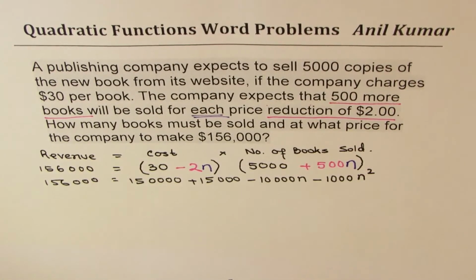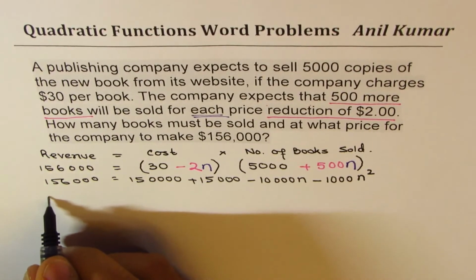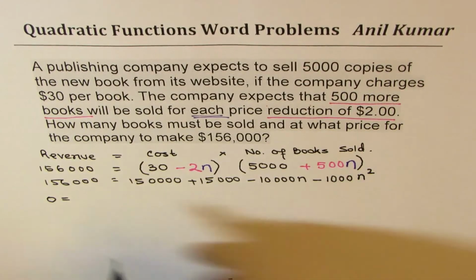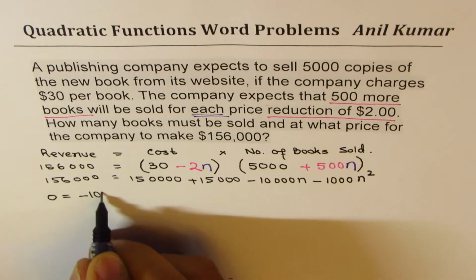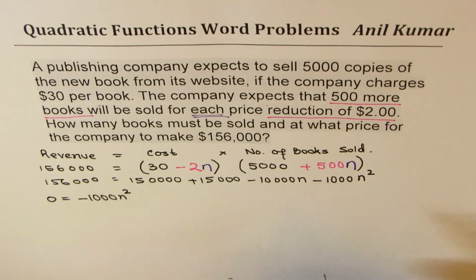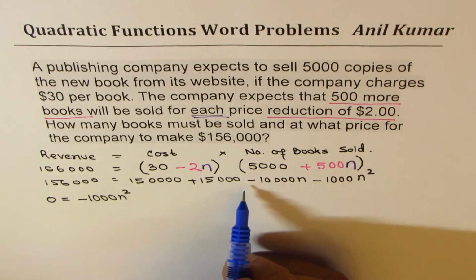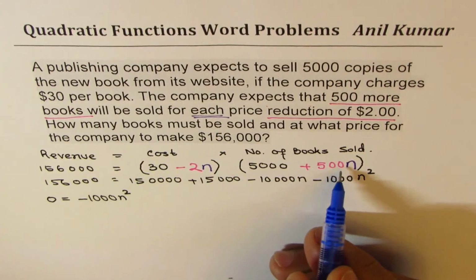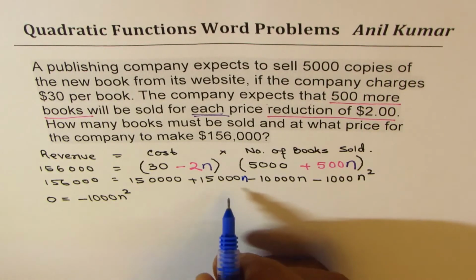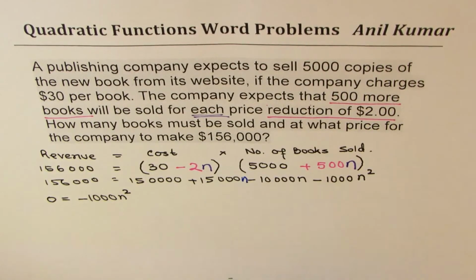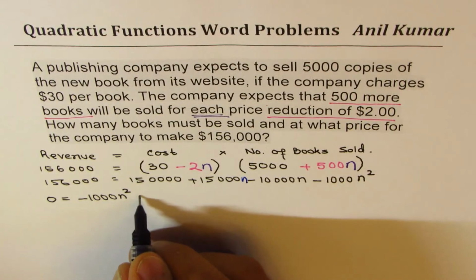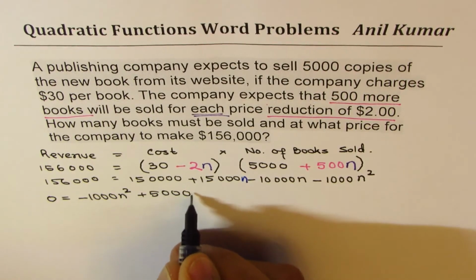Is that clear? We'll take this to the left side. Write 0 equals to, rearrange. So minus, this is the term with highest degree, should be written first. So minus 1000 n square. Now we have got two terms with n's. 30 times 500 gives us 15,000 n. So I missed it. Okay, so these are the two terms with n. They should be combined, correct? So let's combine them. Plus 15,000 minus 10,000 gives us 5,000. So it is 5,000 n.